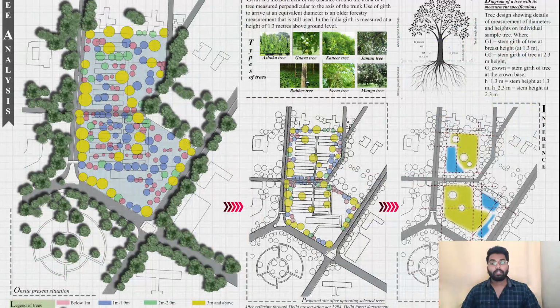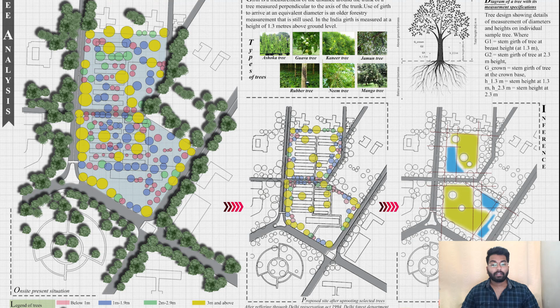Moving towards the third sheet, that is the tree analysis. I have done a separate tree analysis for my site because I have got 409 trees in my site, including the matured and immature trees. So the first AutoCAD drawing, the largely set up AutoCAD drawing showing circles with yellow, blue, red and green colors, represents the on-site situation of the site.